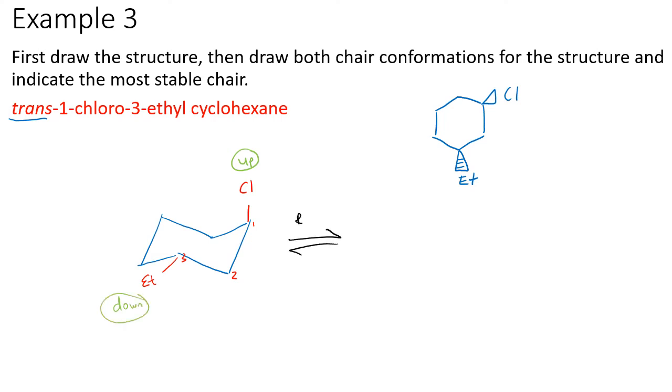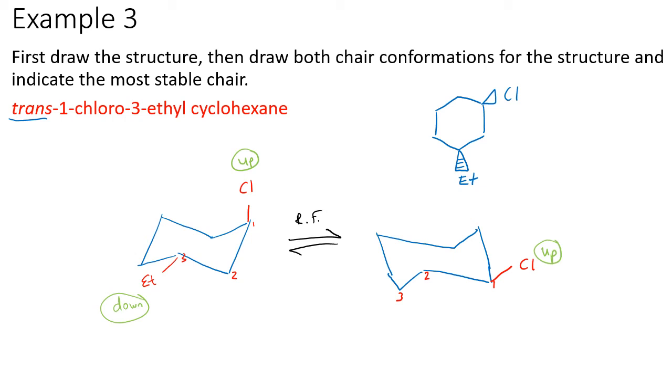Next, we draw our ring flip for our cyclohexane ring. Our chloro was axial, and here's position 1, 2, 3. It'll now become equatorial. It'll still be pointed up. So now the equatorial position is in the up face.